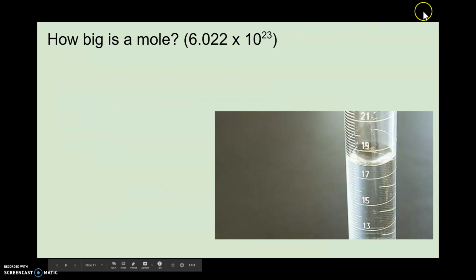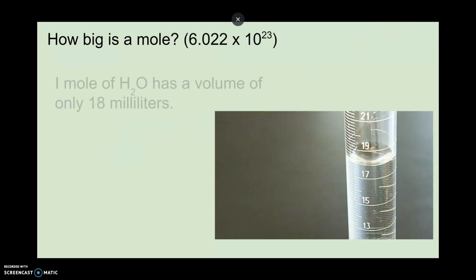So, you know, that's a large number. Okay, how big is a mole? Right here, 1 mole of water. If you were to take an amount of water and figure out what 1 mole was, it only has a volume of 18 milliliters. So when you get back on Monday, I will show you this visually.